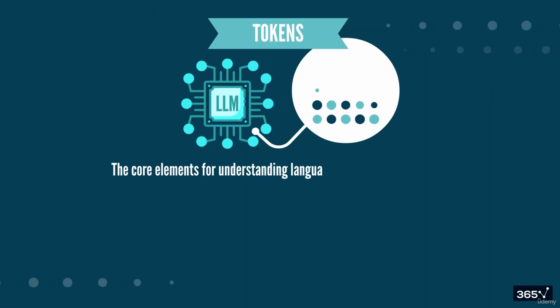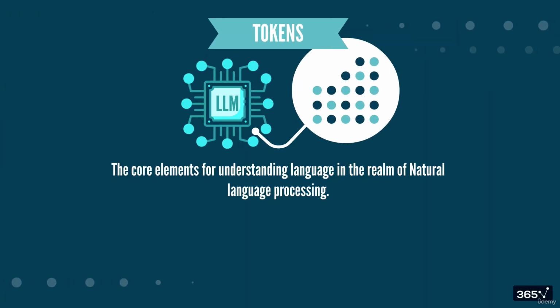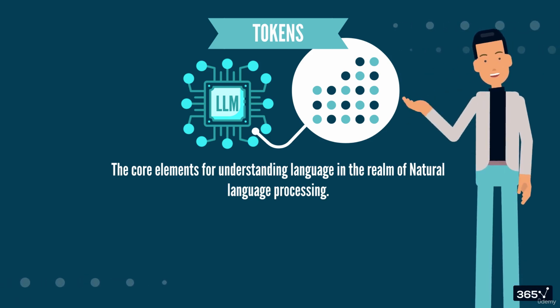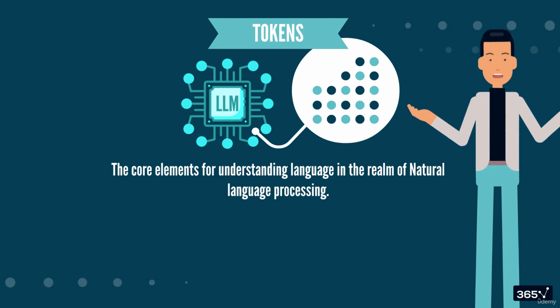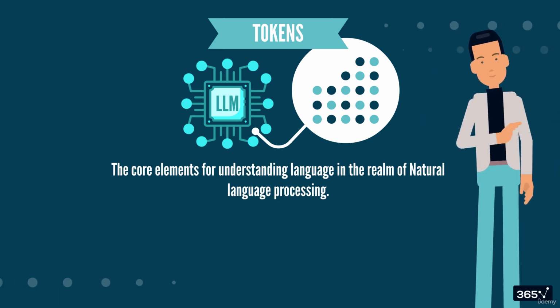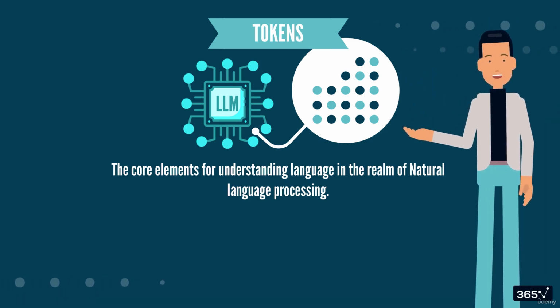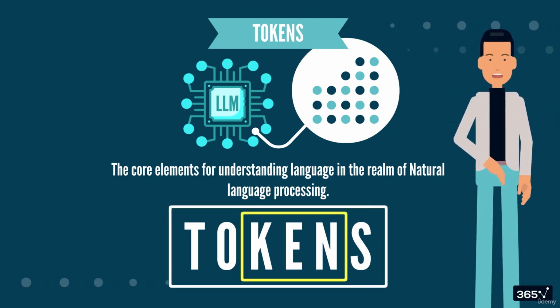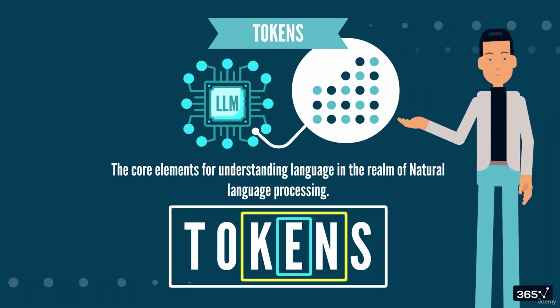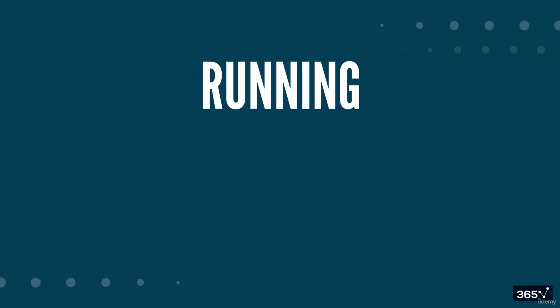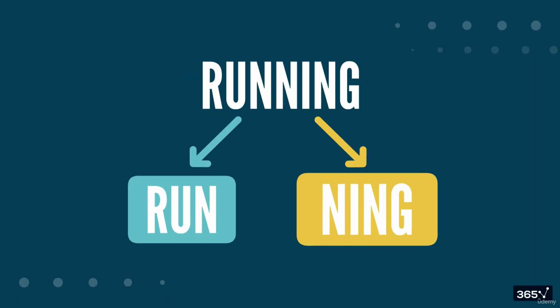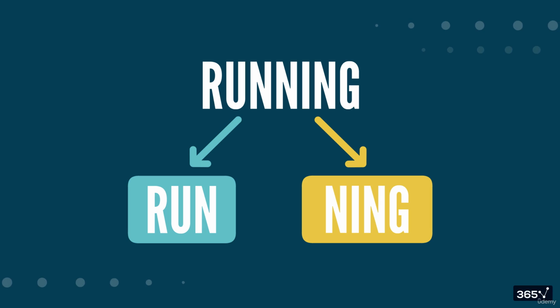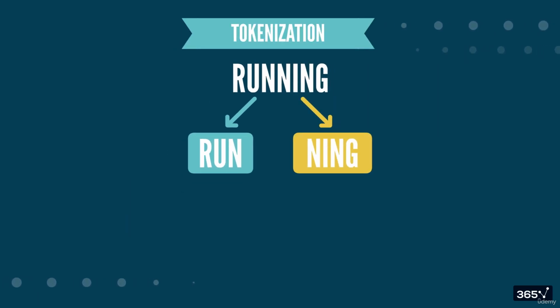Tokens act as the core elements for understanding language in the realm of natural language processing. They serve as the building blocks of LLMs, forming their vocabulary and enabling the models to interpret and generate text effectively. A token can represent a word, a part of a word, or even a single character. For example, the word running might be tokenized into run and ing. The process of breaking down a sentence or a chunk of text into these smaller units is called tokenization.